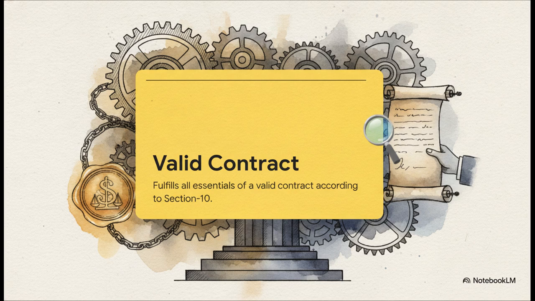The absolute gold standard we all want here is a valid contract. This simply means it perfectly fulfills all the legal essentials, specifically those listed in Section 10 of the Indian Contract Act of 1872. If you meet those essentials, you have a rock-solid, legally binding agreement.